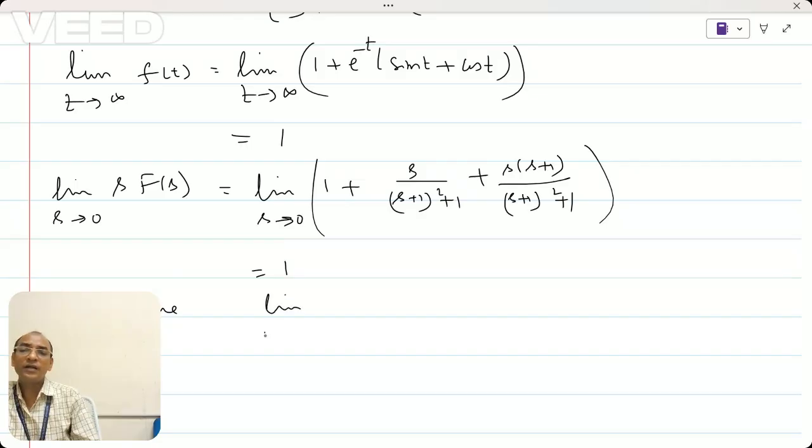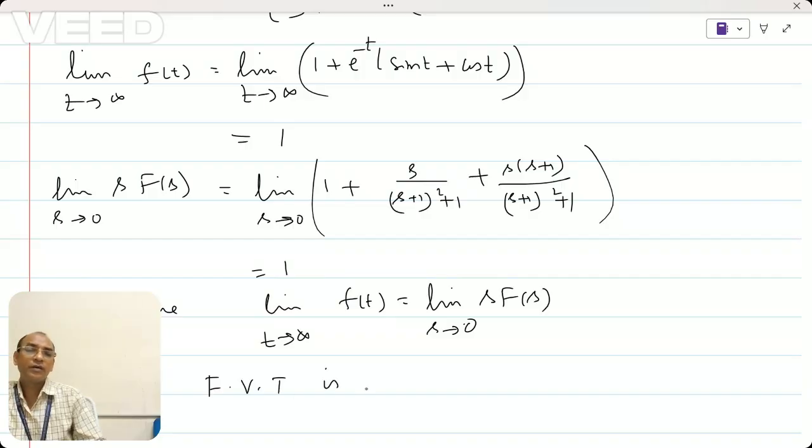Hence the limit as t tends to infinity of f of t is equal to the limit as s tends to 0 of s into F of s. Therefore, the final value theorem is verified. So like this we can use the initial and final value theorem.